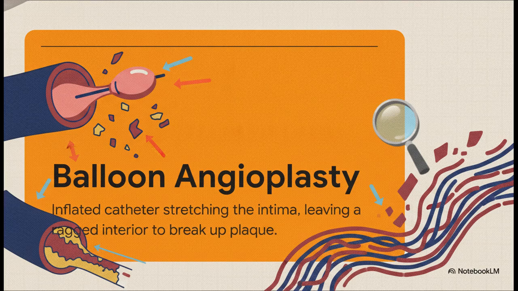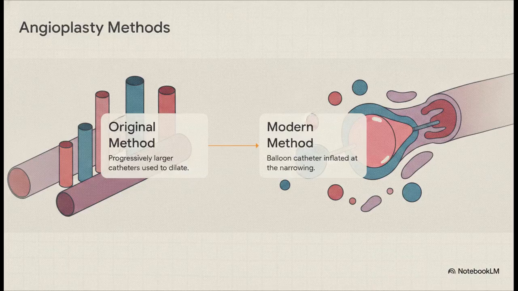Usually it's done to treat an occlusion caused by atherosclerosis. But hey, the exact same codes apply even if the physician is using the balloon to treat a tear, like a dissection that happened during a procedure. Now, a quick bit of history. Originally, this procedure didn't even use a balloon. Dr. Dotter, the pioneer here, literally used a series of progressively larger catheters to simply force the artery open over time. Fast forward to today's modern method.